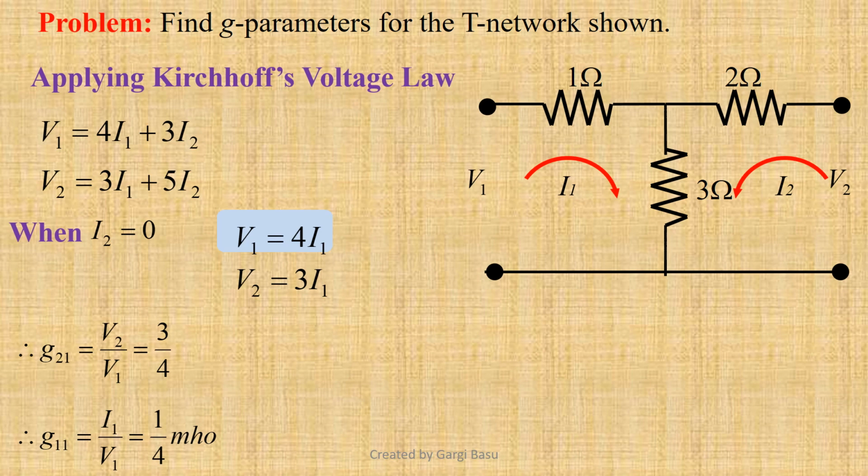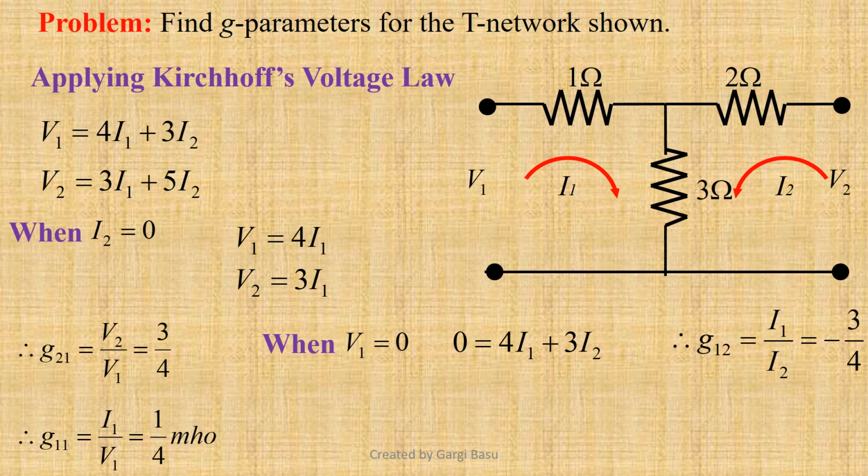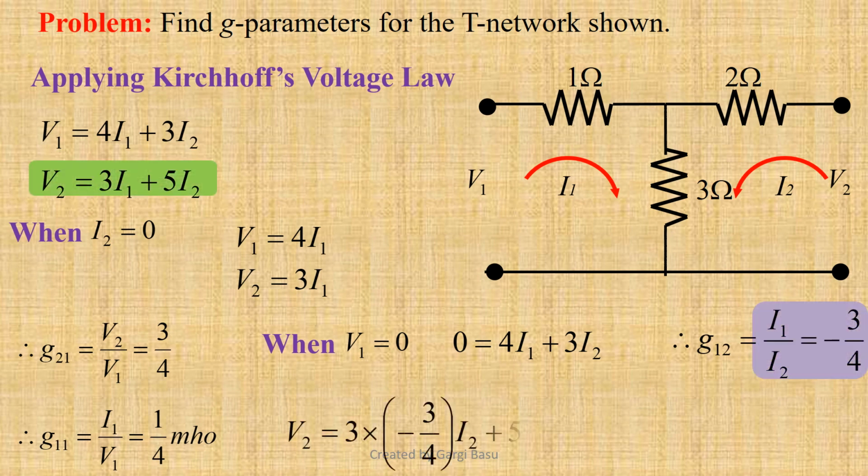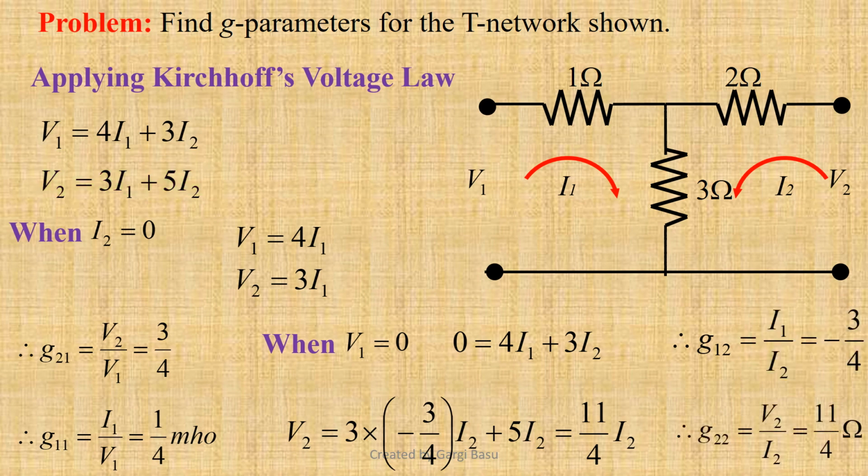Now let us short circuit the input port, that is V1 equals 0. Now from the first equation we can write 0 equals 4I1 plus 3I2. Therefore we get G12 equals I1 by I2 equals minus 3 by 4. Using this relation in equation number 2 we can write V2 equals 3 into minus 3 by 4 I2 plus 5 I2. That gives us 11 by 4 I2. Therefore, G22 equals V2 by I2 equals 11 by 4 ohm.